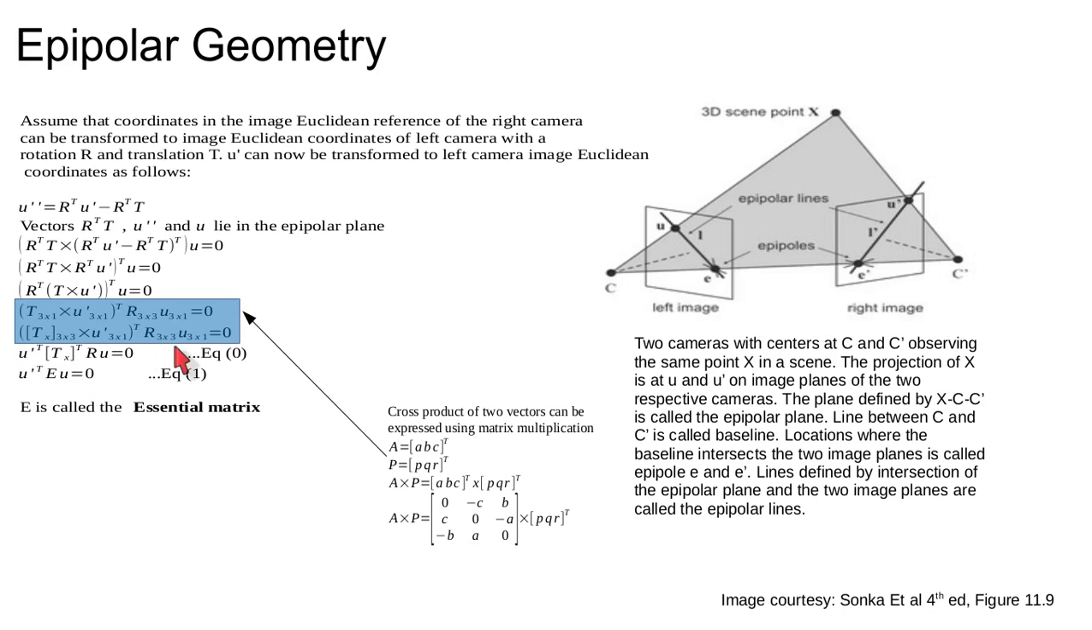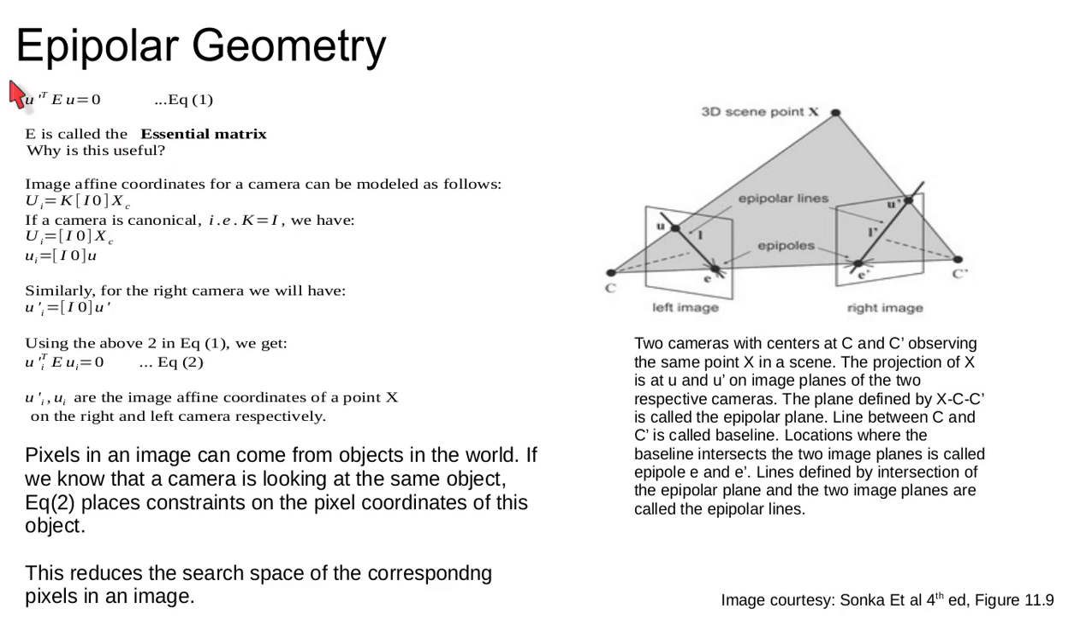At the end we get these 2 equations, and E is called the essential matrix, which is the transpose of this Tx multiplied by the rotation matrix R. Why is this equation useful? This equation is useful because it will eventually allow us to match coordinates that are obtained in one image plane with coordinates that are obtained on the other image plane.